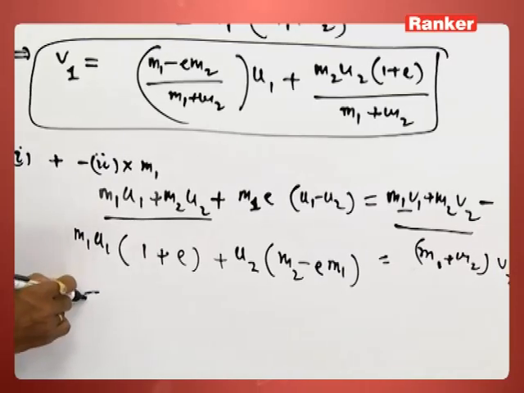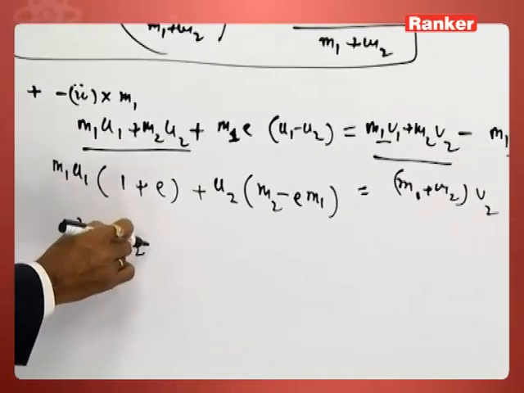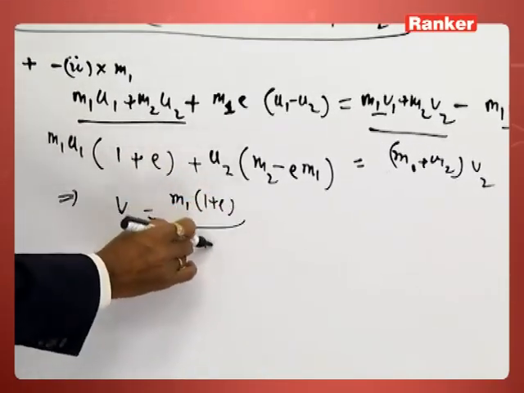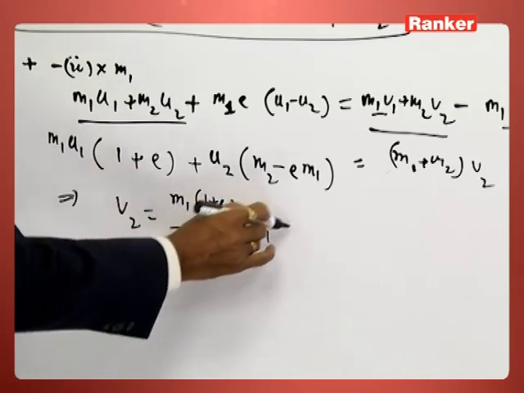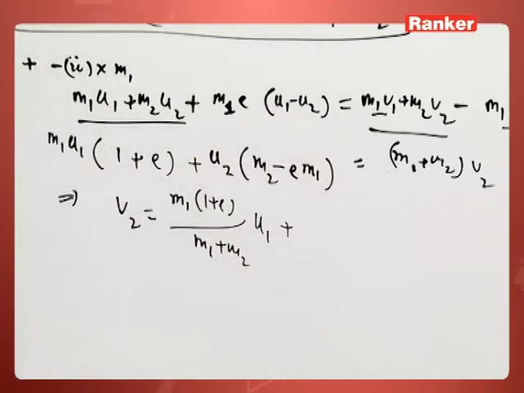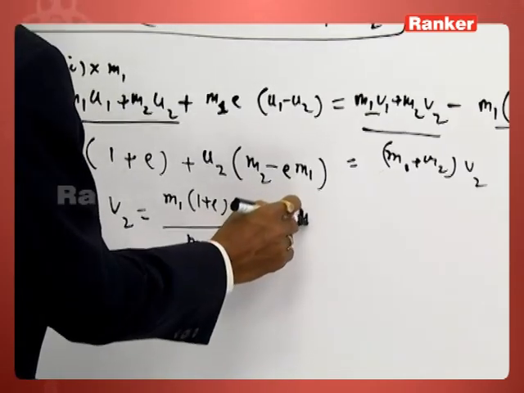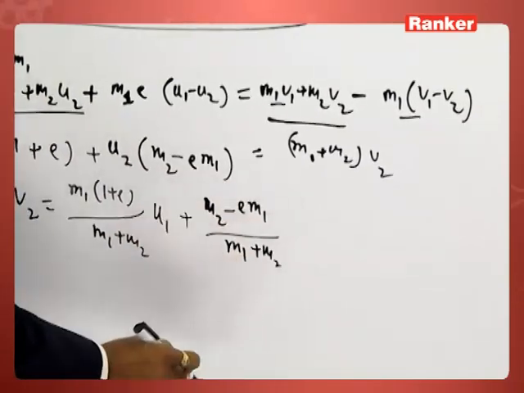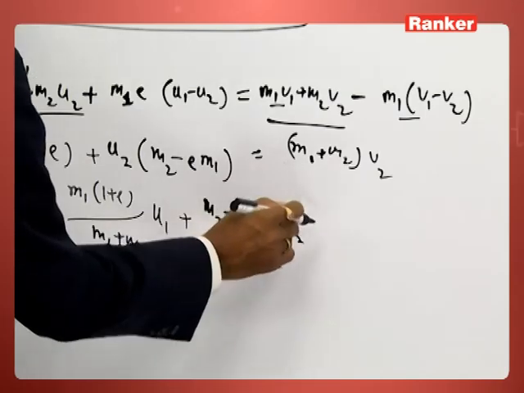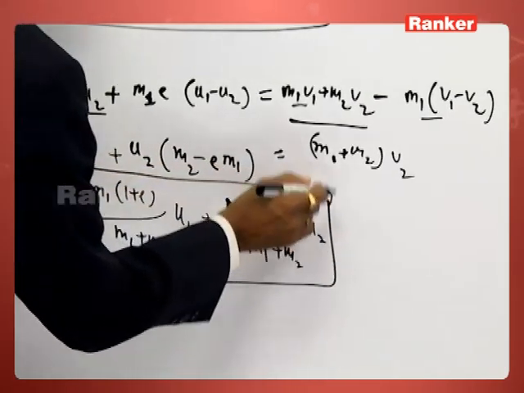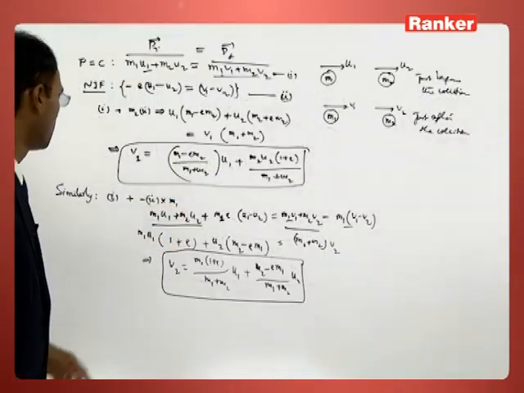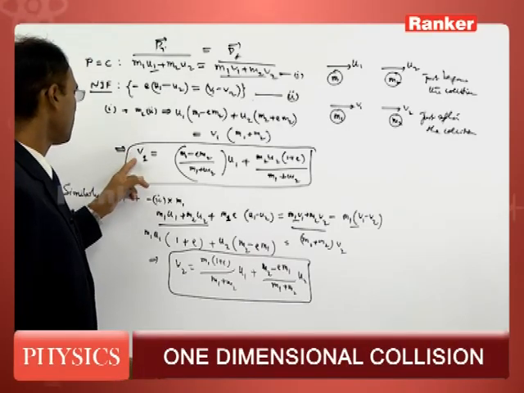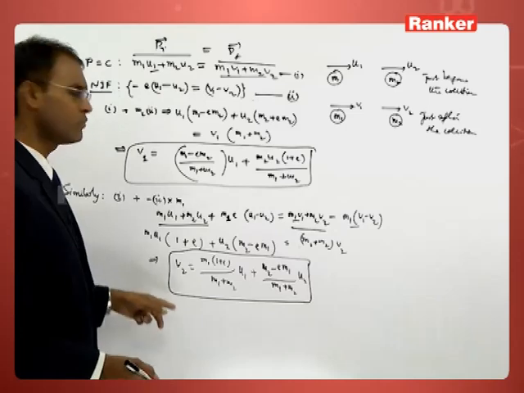The next step, you are getting V2 is equal to M1 into 1 plus E by M1 plus M2 into U1 plus M2 minus EM1 by M1 plus M2 into U2. You have to remember these two as two formulae of the final velocities of body 1 and body 2 just after the collision.